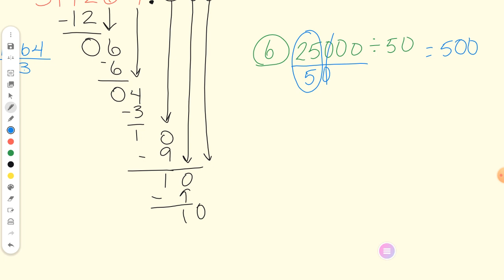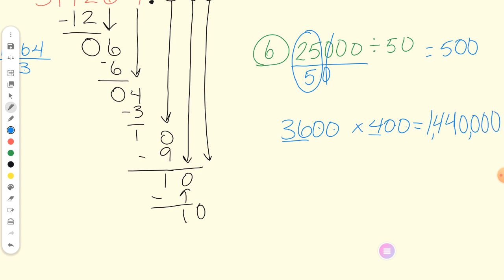The next one, 3,600 times 400. If you didn't mark out the word quotient and write answer, you probably would have put 9. But we had to take 36 times 4. What was it, 144? Somebody get it correct? 144? So that's 144, and then we add 1, 2, 3, 4 zeros.